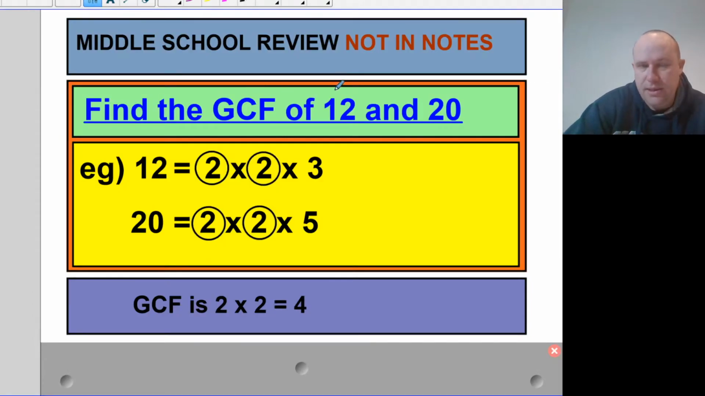Some people can just look at these and see which times table they're in. But you've got to be careful you pick the greatest, though, because these are in the 2 times table. But you've got to make sure you pick the biggest one, which is the 4 times table.